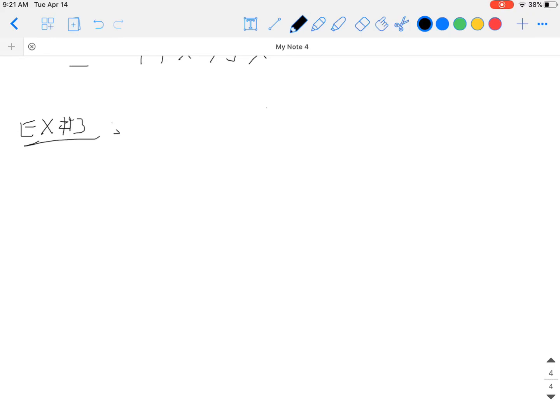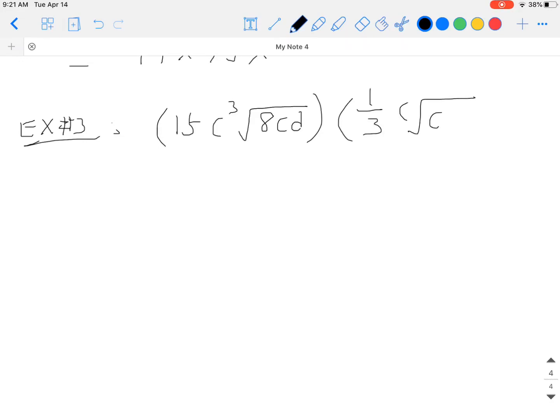Try example 3. We have 15c cubed times radical acd, and then 1/3 c, and then radical cd squared. And remember, when multiplying radicals, you have to separate the non-radical and the radical.